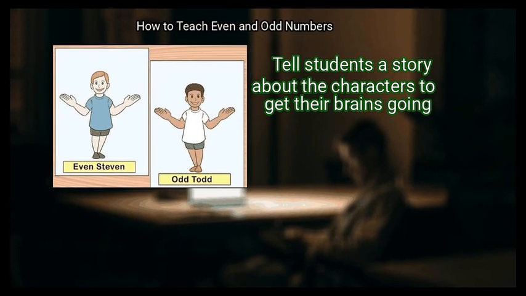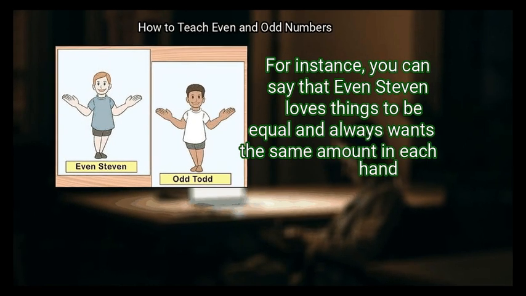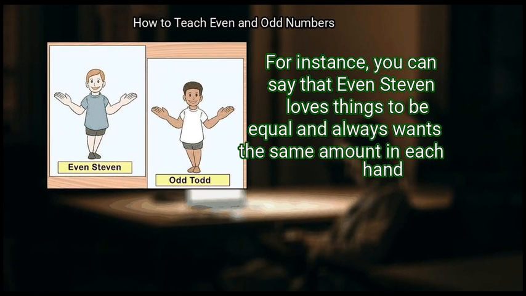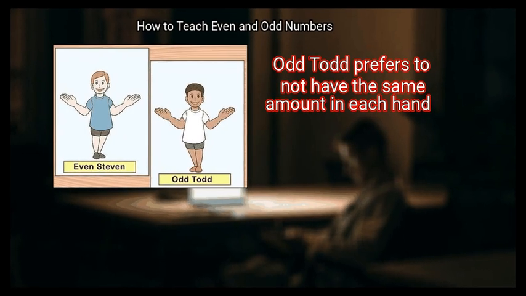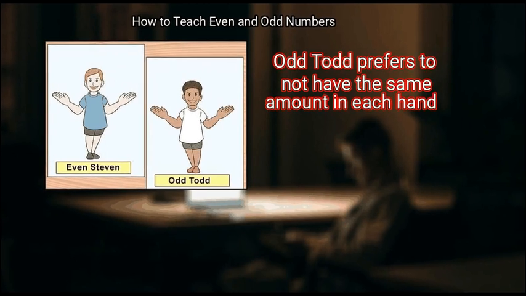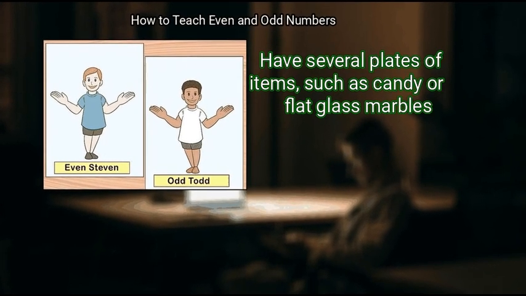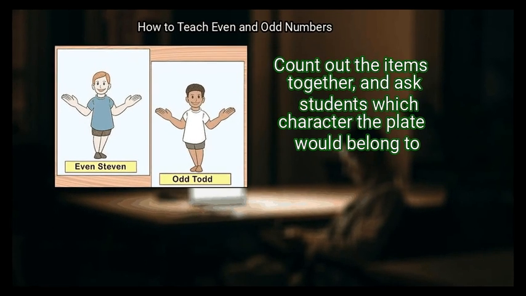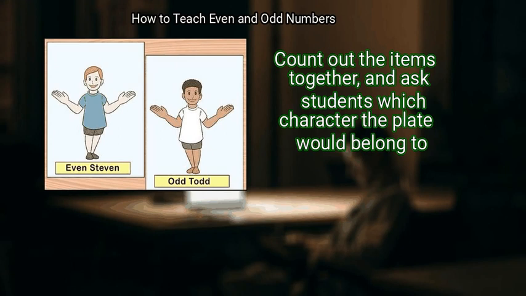Tell students a story about the characters to get their brains going. For instance, you can say that Even Steven loves things to be equal and always wants the same amount in each hand. Odd Todd prefers to not have the same amount in each hand. Have several plates of items, such as candy or flat glass marbles. Count out the items together, and ask students which character the plate would belong to.